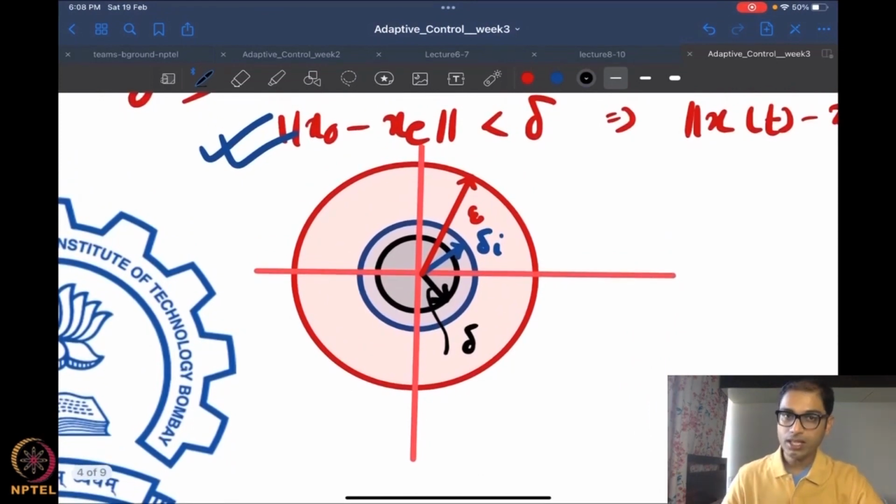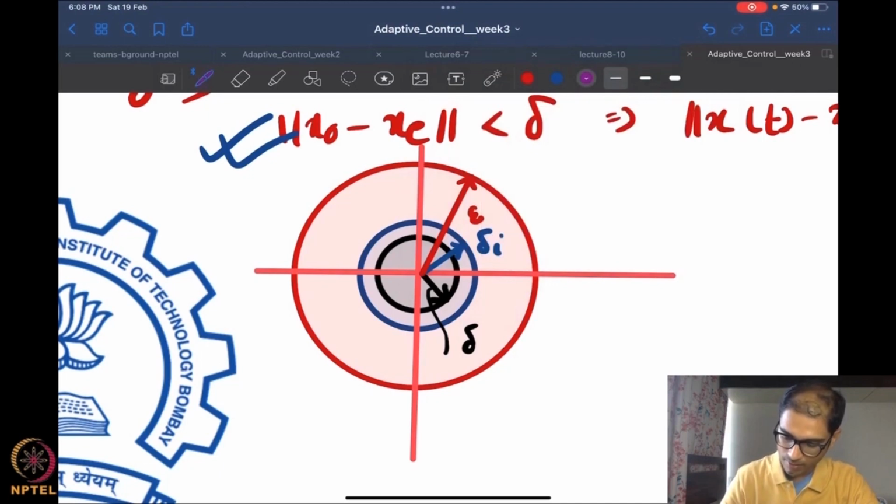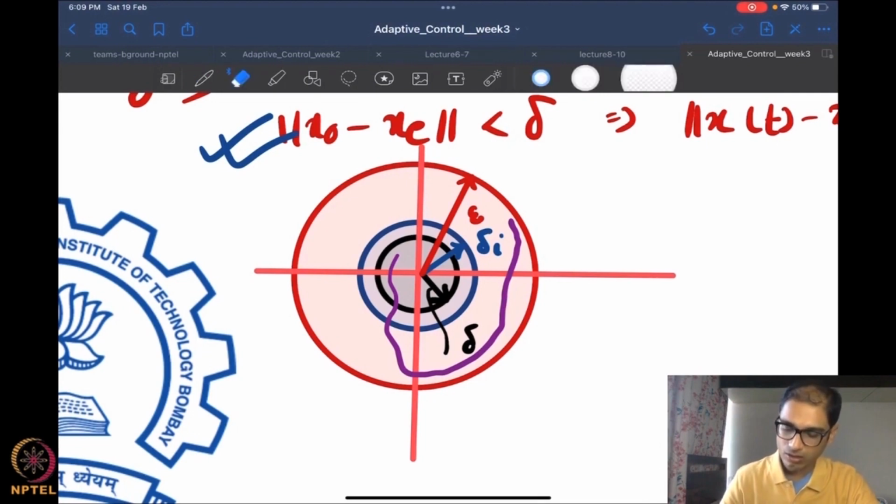Okay, so what is evident to me? That if I know that my solutions starting in the delta I ball remain in the epsilon ball, then it is guaranteed that if I start in the delta ball, which is smaller than the delta I ball, so anything inside the delta ball is also inside the delta I ball, right? So anything starting here also remains within the epsilon ball.